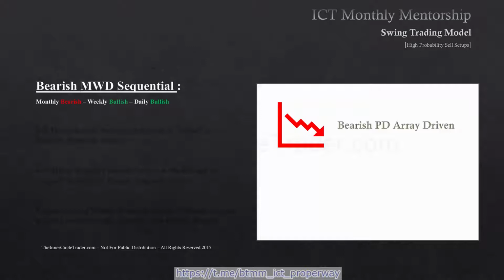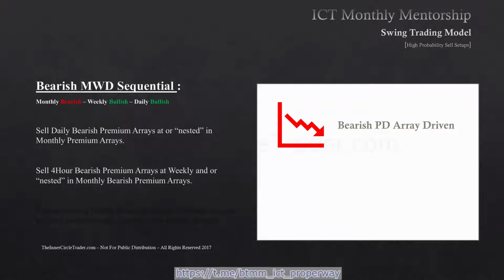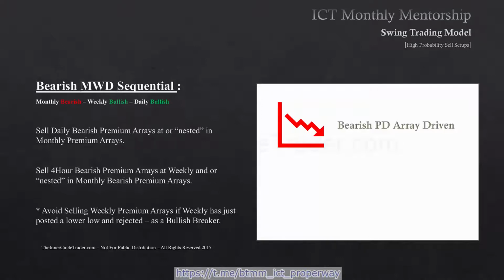The monthly being bearish, the weekly being bullish, and the daily being bullish. You're going to sell all daily bearish premium arrays at or nested in the monthly premium arrays. You're going to sell 4-hour bearish premium arrays at weekly and or nested in monthly bearish premium arrays. And you're going to avoid selling weekly premium arrays if weekly has just posted a lower low and rejected. This will be seen as a bullish breaker.